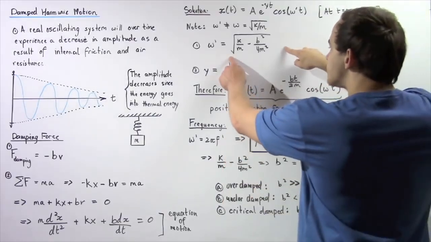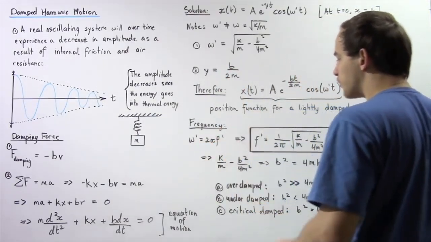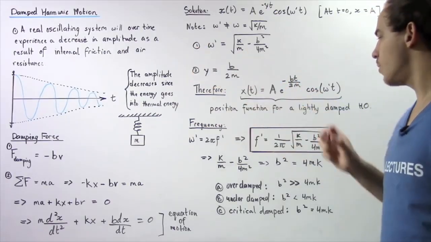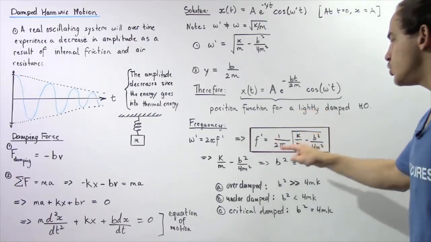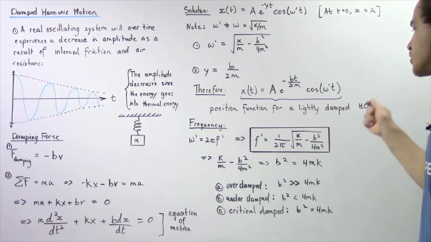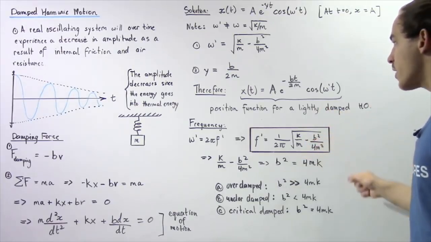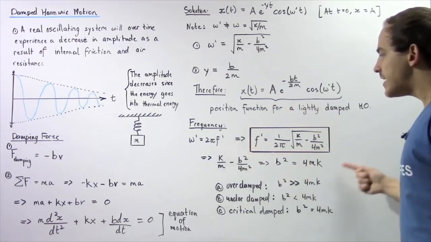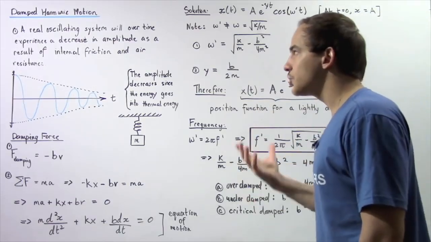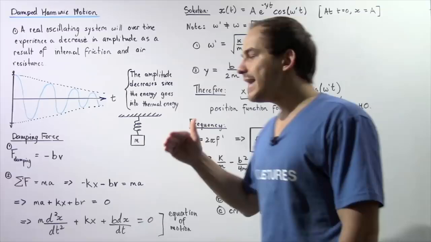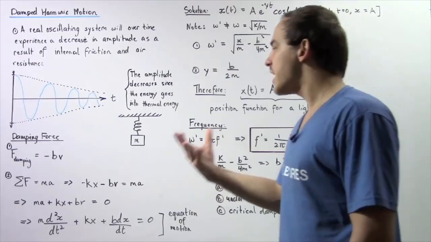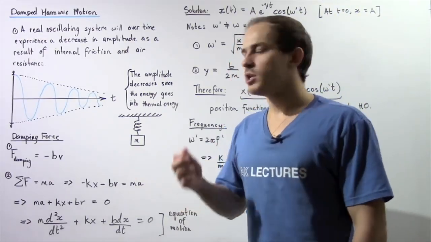If we take this entire term and plug it into this omega term, we get that the frequency of our object experiencing damped harmonic motion is equal to 1 divided by 2 pi multiplied by the square root of k divided by m minus b squared divided by 4m squared. Now, what this equation basically tells us is the following: the frequency of an object undergoing damped harmonic motion is smaller than the frequency of the corresponding object when that object is experiencing simple harmonic motion.